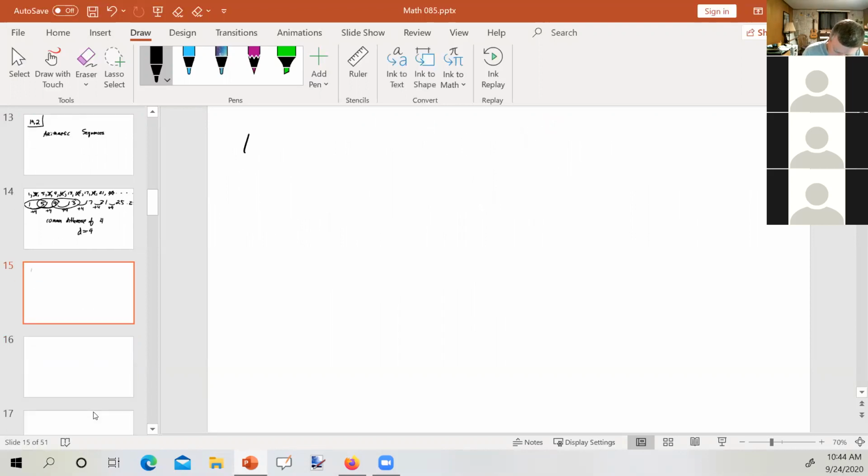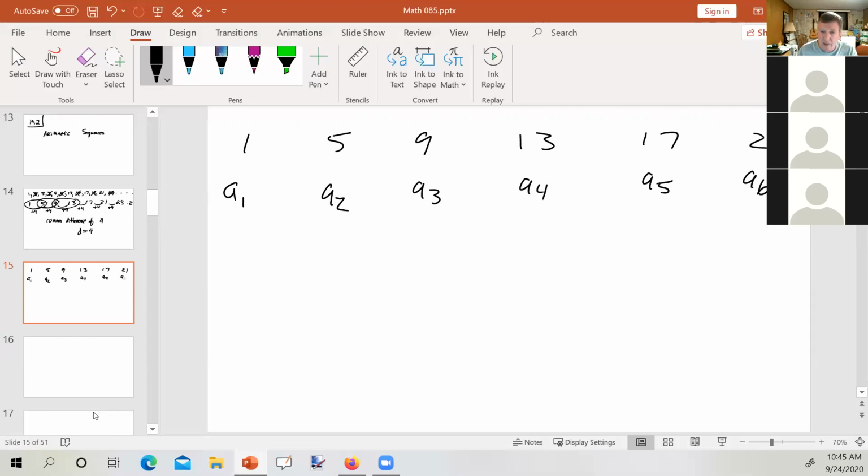Okay, now let's go back here. We're going to call the first term in this sequence A sub 1. The subscript of 1 meaning it's the first term in the sequence. So the 5 would be A sub 2, then A sub 3, A sub 4, A sub 5, A sub 6, etc. Okay, so if we were to find the 14th term in the sequence, it would be A sub 14, whatever that is. Okay, any questions about that? All right.